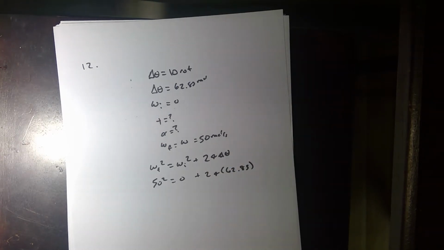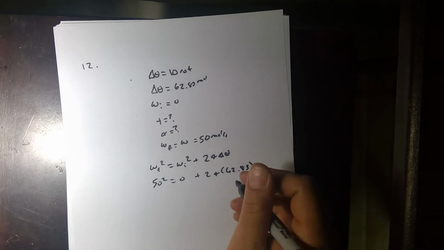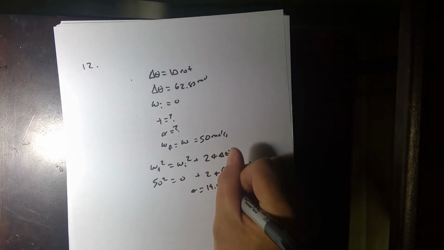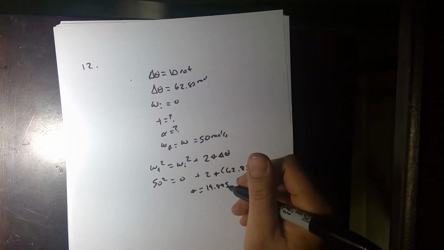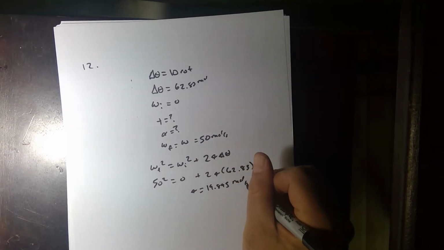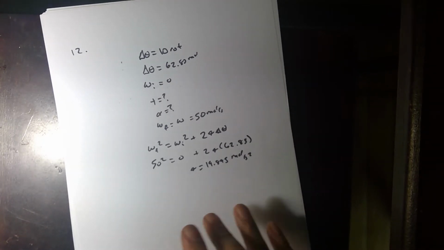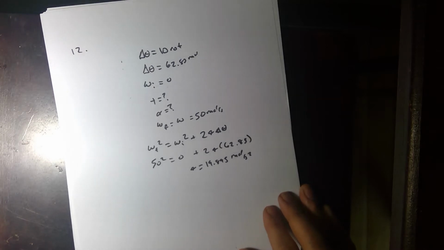So I'm going to go omega f squared equals omega I squared plus 2 alpha delta theta. The only thing I don't know here is alpha. 50 squared equals 0 plus 2 alpha delta theta, 62.83. We'll get alpha quick enough here. This is what I get for alpha. Alpha is 19.89. Now, if we chose a different value of omega, we would get a different value for alpha. It's not going to matter, because in the next part of the problem, we need to figure out how many additional revolutions are going to be required to reach an angular velocity of 2 omega.